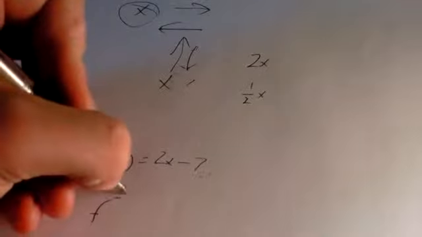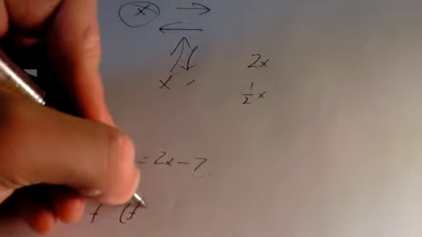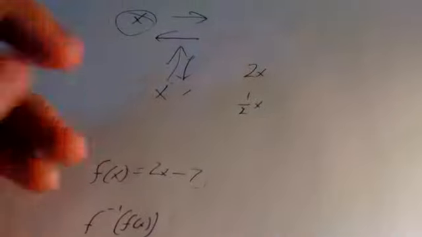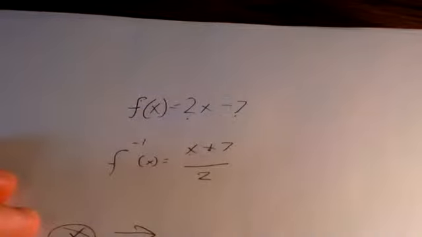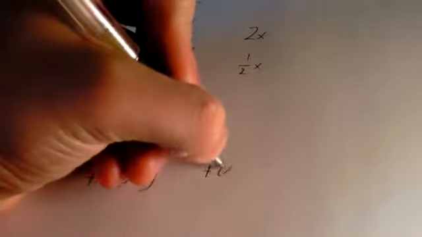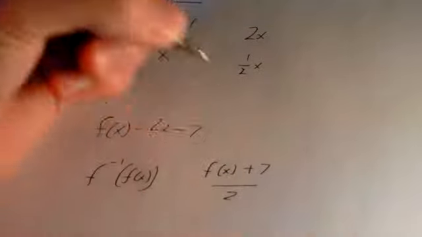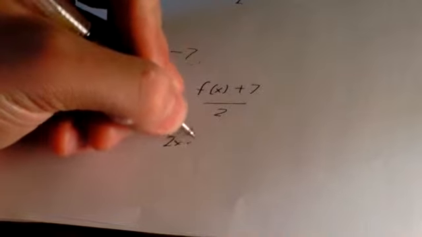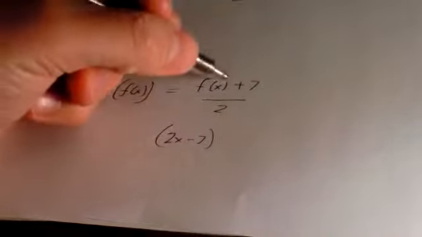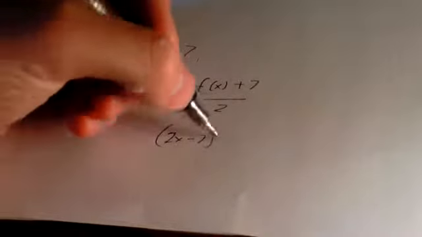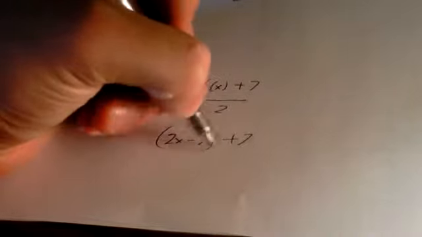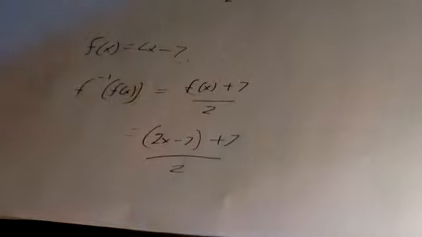Well, let's take the inverse function of x. If the inverse function of x is x plus 7 over 2, then the inverse function of f(x) should be f(x) plus 7 over 2, right? So that's the inverse function. Now let's remember what f(x) was. It was 2x minus 7. So let's plug 2x minus 7 into that formula. Instead of f(x), we have 2x minus 7, so now we have 2x minus 7 plus 7 over 2.